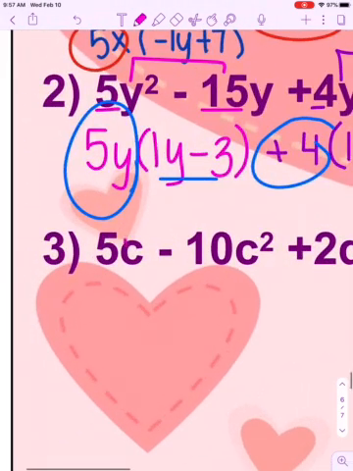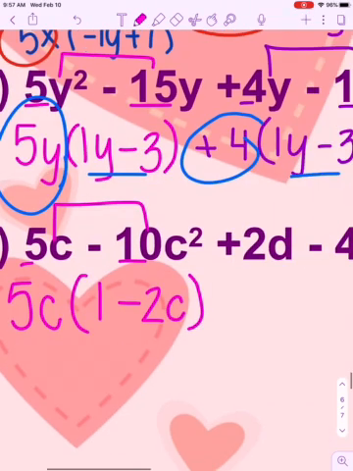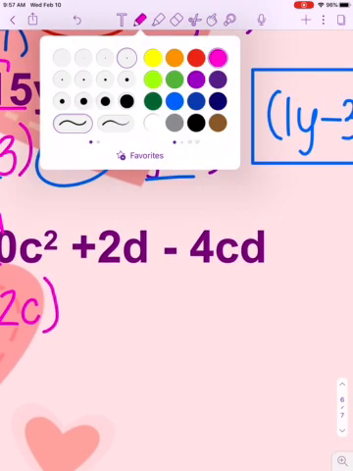Okay, last one. 5 and 10 are both divisible by 5. They both have c's, but my first term only has 1, so I can only take 1 out. 5 divided by 5 is 1. I had a c, but I took it out, so I don't have any more c's, so that's just a 1, and you do need a 1 there to hold the place. Then a subtraction sign. 10 divided by 5 is 2. I used to have 2 c's, but I took 1 out, so I have 1 left.